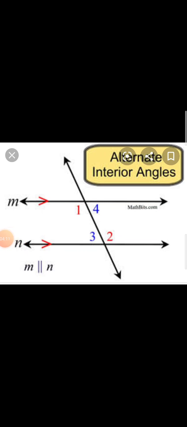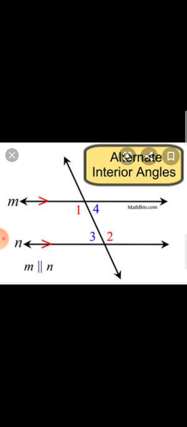Next is alternate interior angles. Now what are alternate interior angles? Interior means inside angles. So 1, 2, 3, 4 these all are interior angles. Now what is the meaning of alternate? Opposite sides. So angle 1 is alternate interior angle to angle 2. Angle 3 is alternate interior to angle 4.